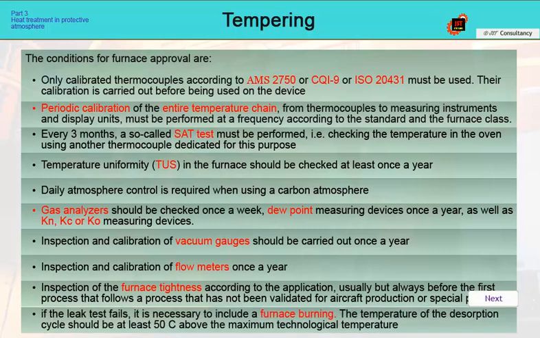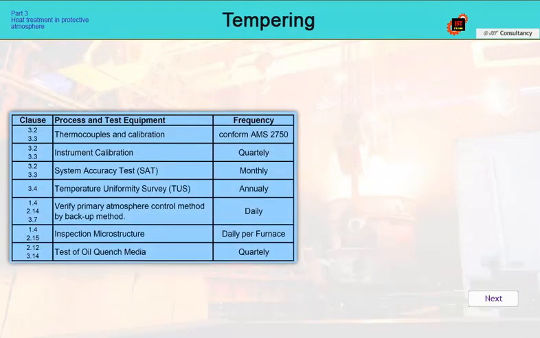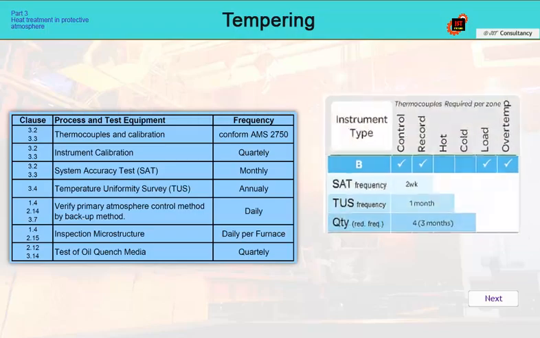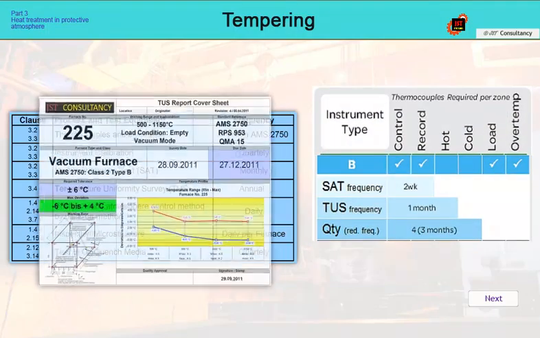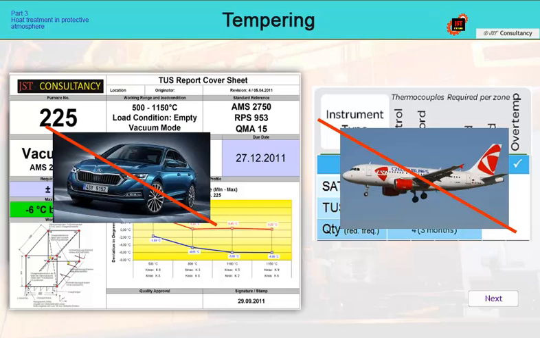If the leak test fails, it is necessary to include a furnace burn-in. The temperature of the desorption cycle should be at least 50 degrees Celsius above the maximum technological temperature. Each furnace must be equipped with a calibration plan and a result on the accuracy of the temperature and its deviations. It is therefore a complex procedure, requiring high professional knowledge and a systematic approach. If this were not the case, the furnace should not work for either automotive industry applications or for the aerospace industry according to other standards.